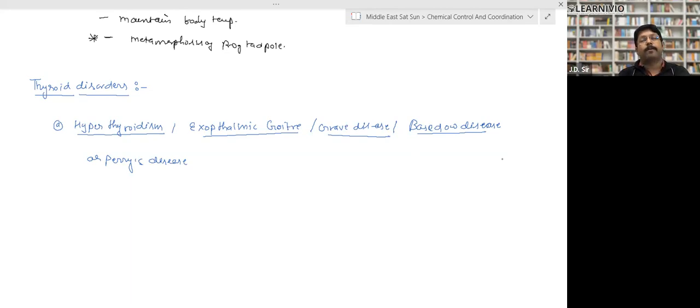fluid accumulates behind the eyes. It causes rapid heartbeat, nervousness, and restlessness.